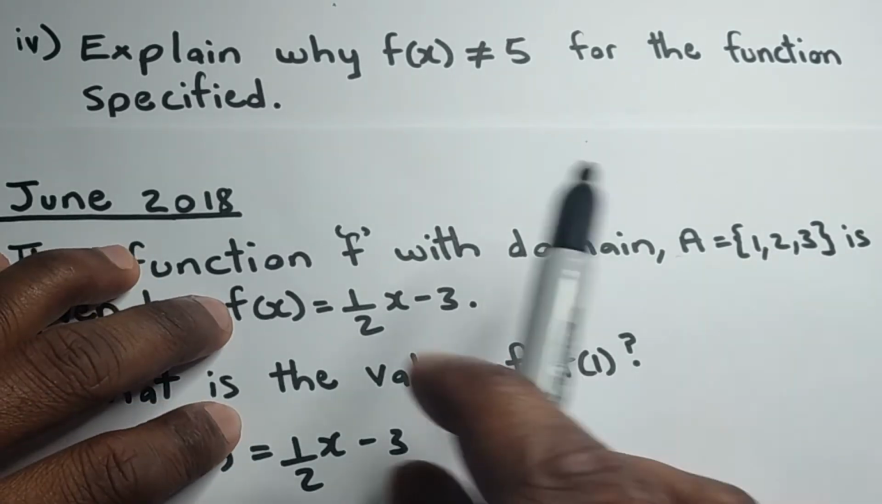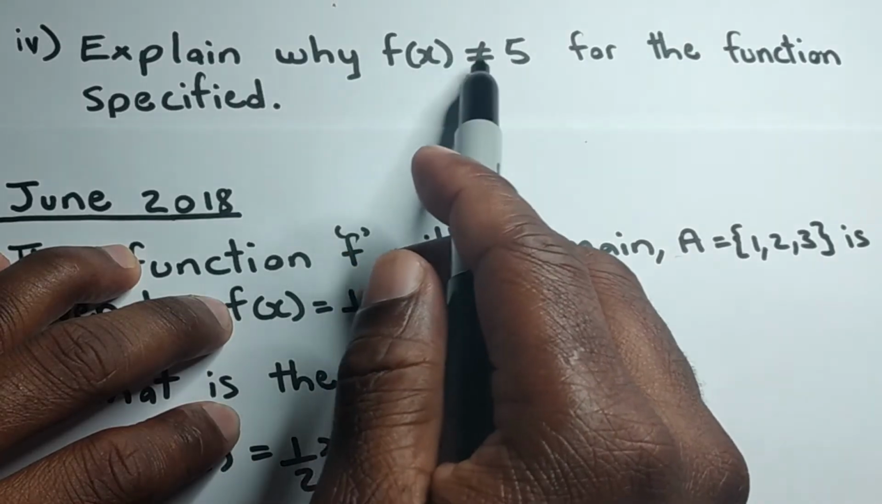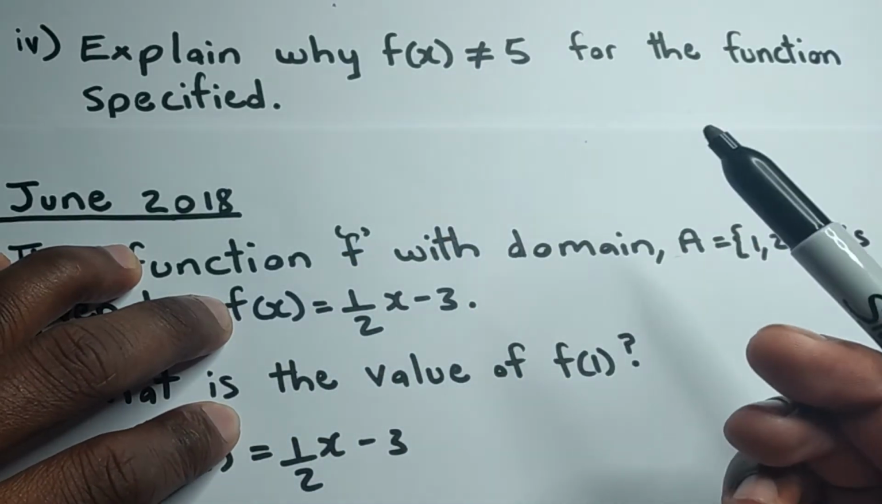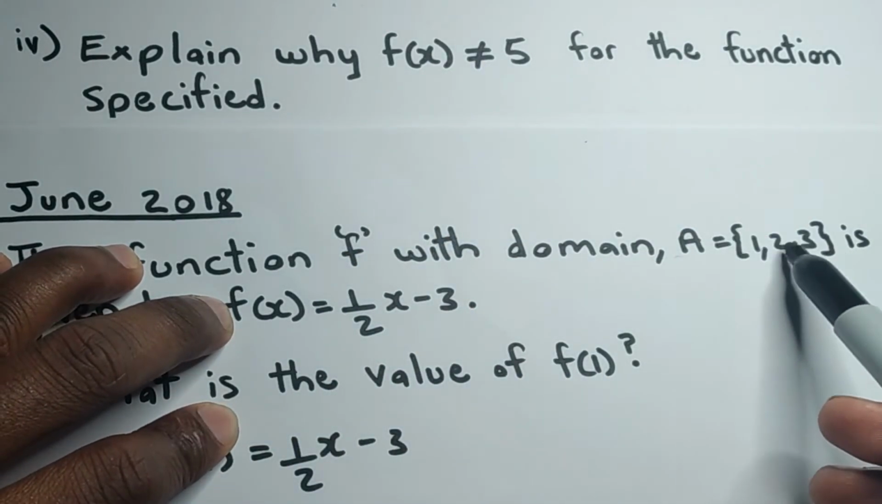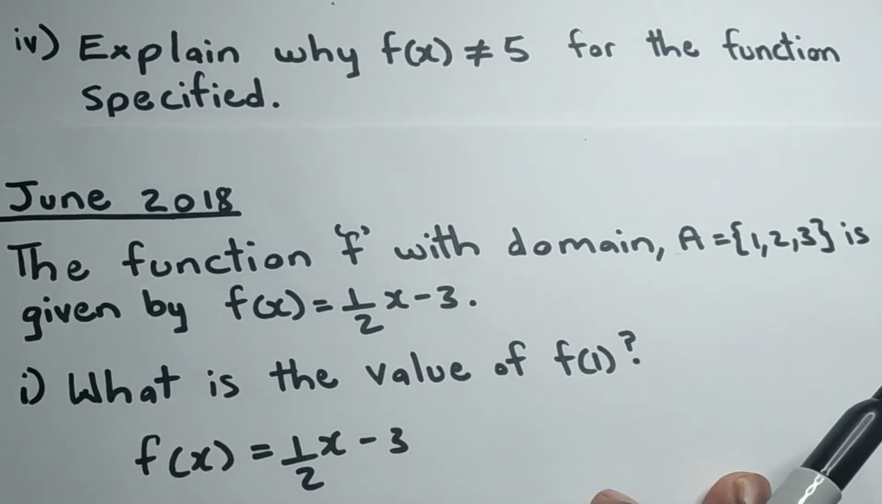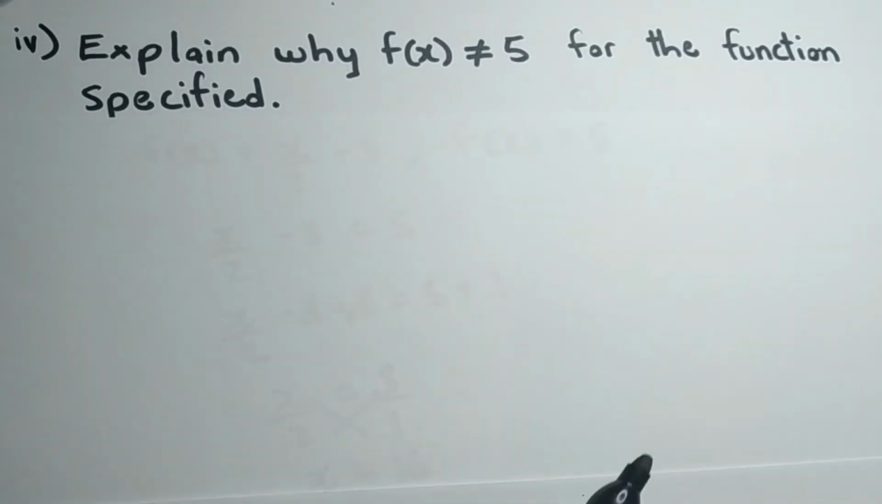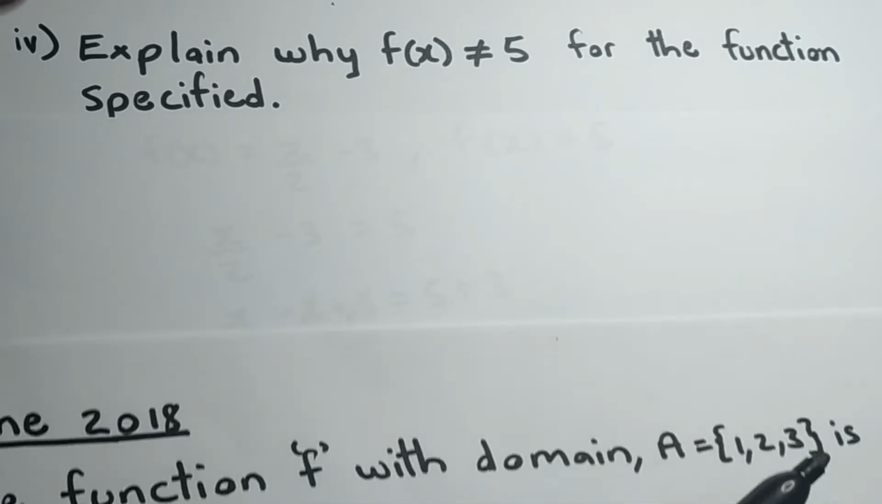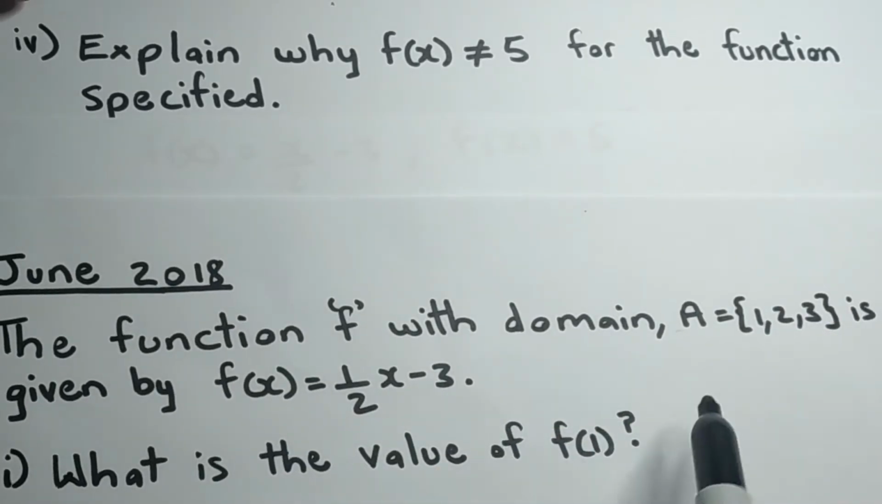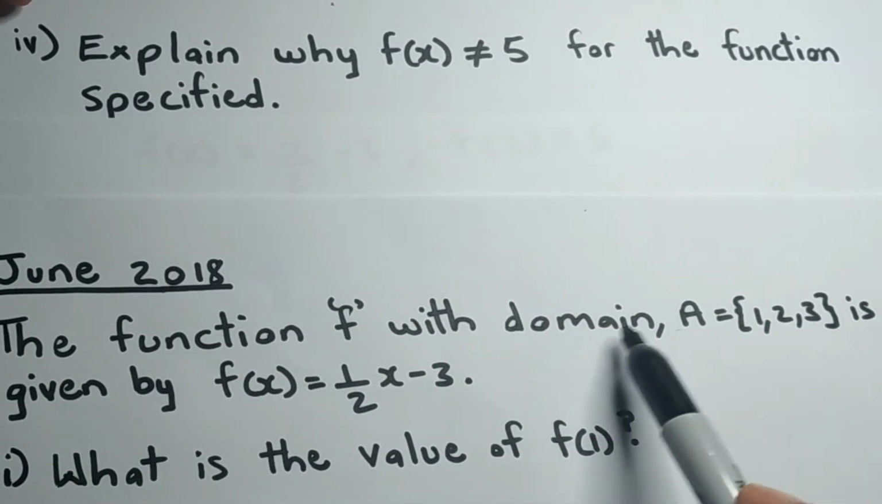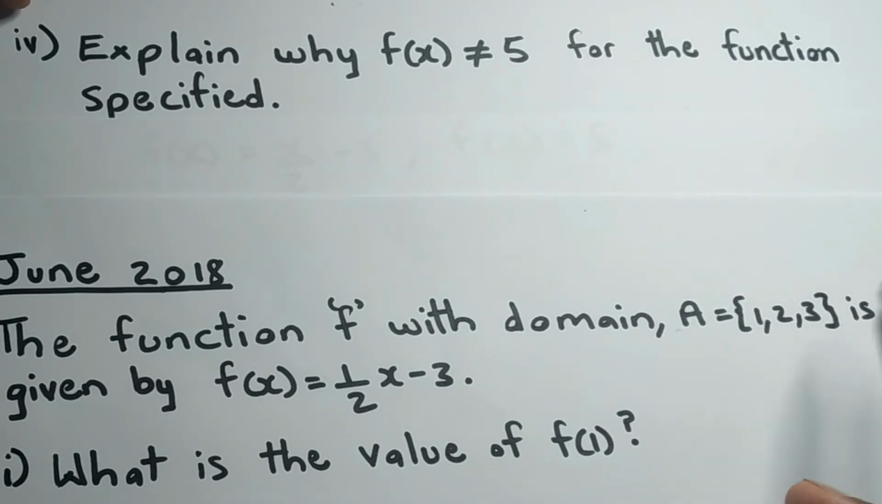So if we should allow the function f of x to be equal to 5, and our x value is not 1, 2, or 3, then we can conclude that, of course, f of x is not equal to 5, because according to this particular function, the only x values that are in the domain are 1, 2, and 3, all right?